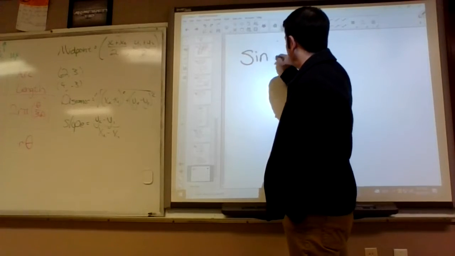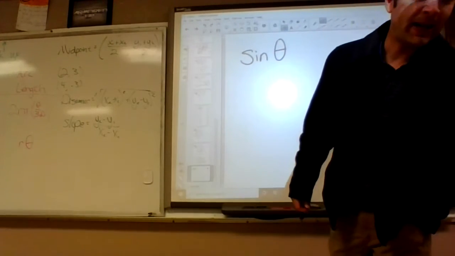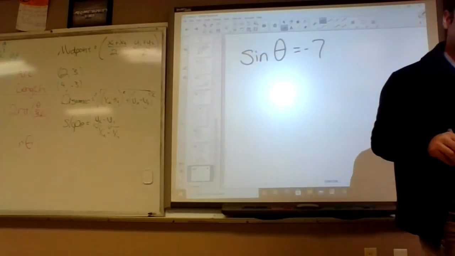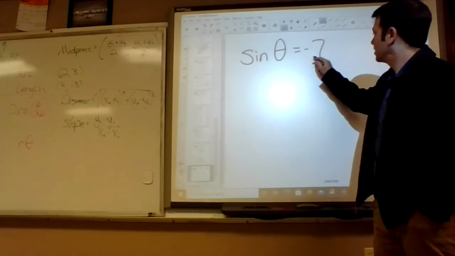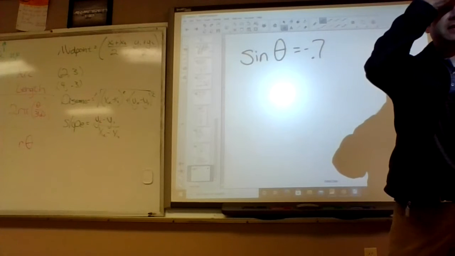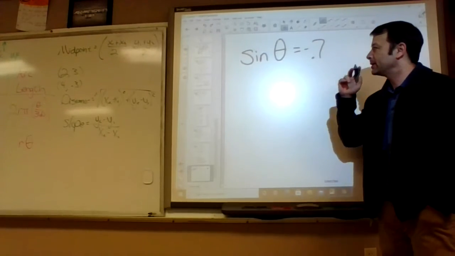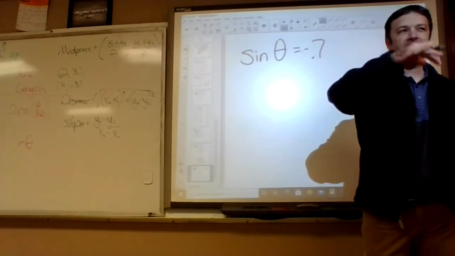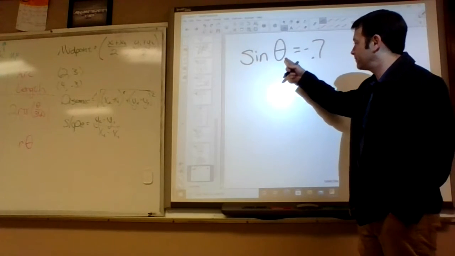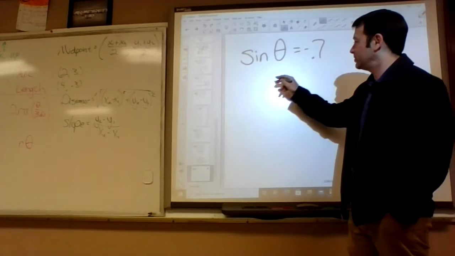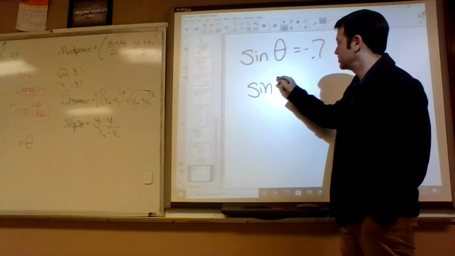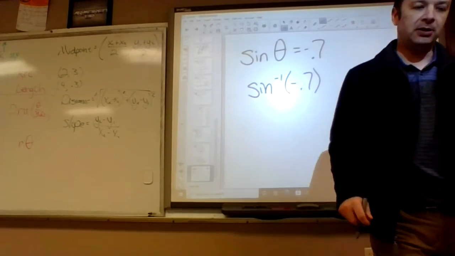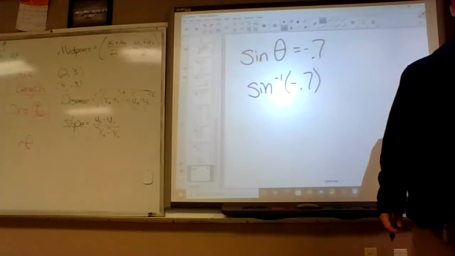Do you guys remember from the past, how did we find the angle in this situation here? Sine. Usually it's sine of the angle equals the ratio, but if you have sine of what equals this ratio, you want to do sine inverse of negative 0.7. Make sure your calculator is in degrees.